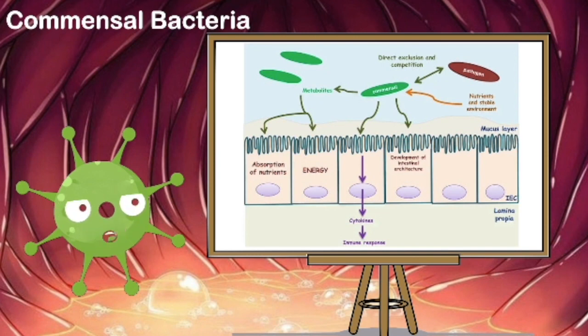The examples of commensal bacteria are E. coli in the gut, Streptococcus salivarius in the oral cavity, and Corynebacterium accolens in the skin and nasal cavity.